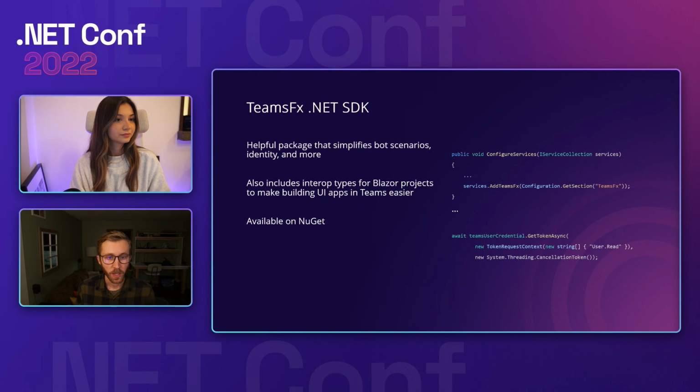And we also help the lives of Blazor developers. The tab template that we have is a Blazor server project, and the Teams FX .NET SDK includes some types that are basically Blazor interop classes to help you interact with the Teams.js library. The Teams.js library is how you interact with the client. And to make that simpler for Blazor developers, we've already wrapped a lot of that and provided some helpers to make that a little easier for Blazor. And then, like I said, that's available on NuGet already.